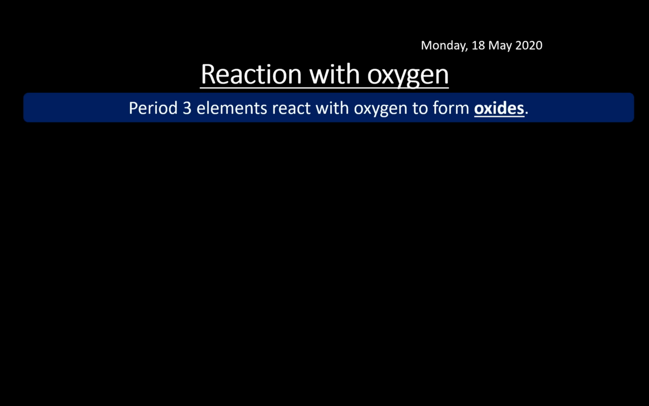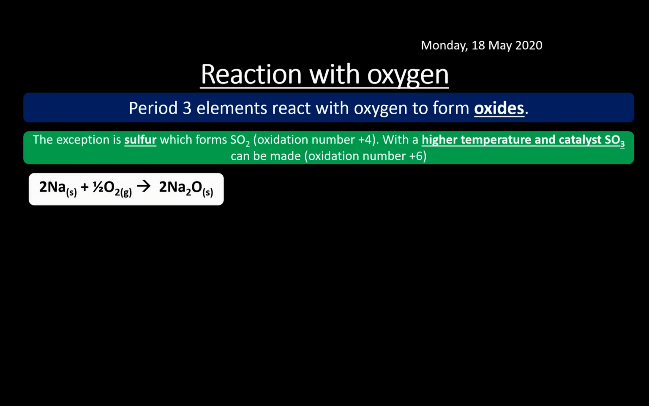Okay, so period 3 elements, they react with oxygen to form oxides. Okay, fairly straightforward this little bit here. But the exception is sulfur, because that forms sulfur dioxide with an oxidation number of +4. And with a higher temperature and catalyst, SO3 can be made with an oxidation number of +6. So let's have a look at what we actually form here.